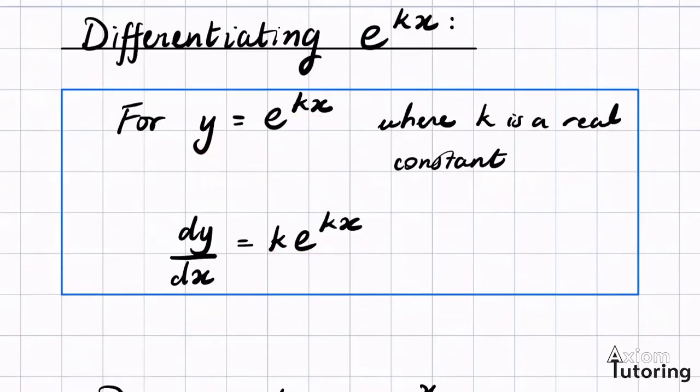So we will look at other examples where we have a function of x, a function with powers of x in the exponential, but for now we're just looking at when we have a real constant in front of our x in the exponential.